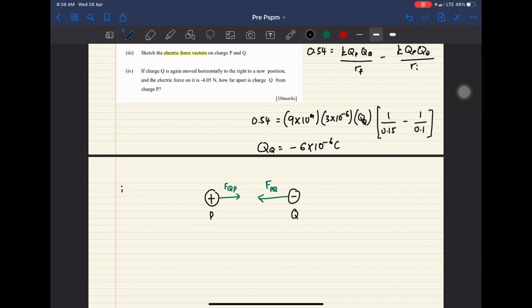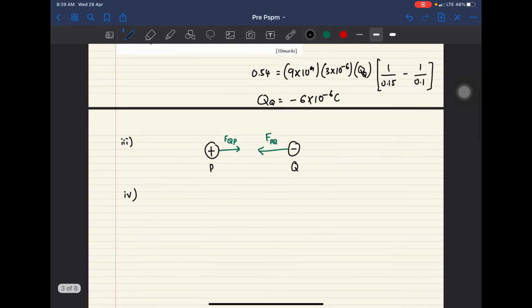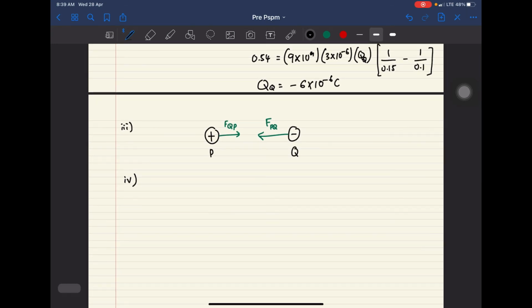Okay, and the last question: if a charge Q is again moved horizontally to the right to a new position, so it is moved again. So basically this one is being moved horizontally to the right to a new position, and the electric force on it is negative 0.405. How far apart is the charge? Okay, so the question still wants you to find the distance of charge Q from charge P, so that one is straightforward. If they ask how much it is being moved, then you have to subtract.